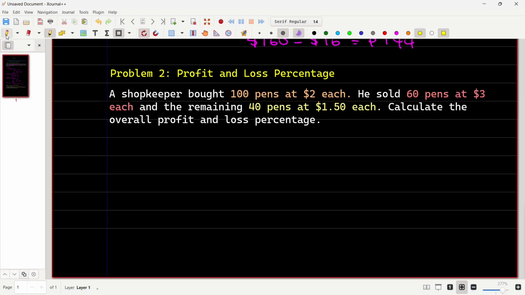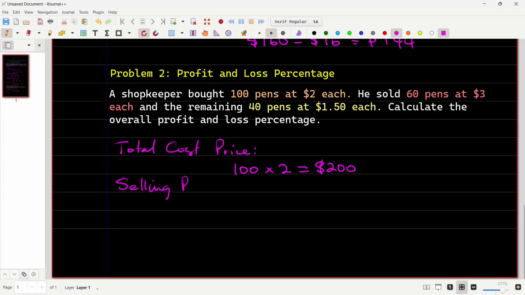Okay, so let's go about calculating that now. First off, we want to figure out the total cost price. Total cost price would be 100 times 2, which is equivalent to $200. Then we want to figure out how much money we make from selling everything, so the total selling price. The selling price of 60 pens, that's the first one we want to look at, would be 60 times $3 each, which works out to be $180.